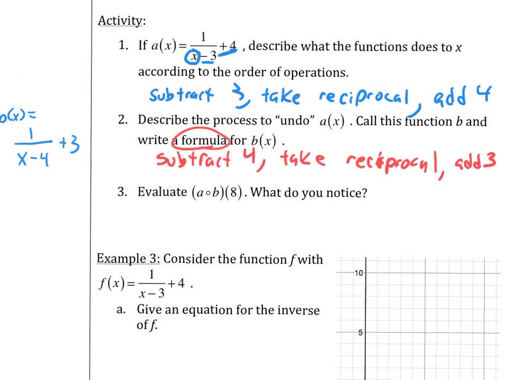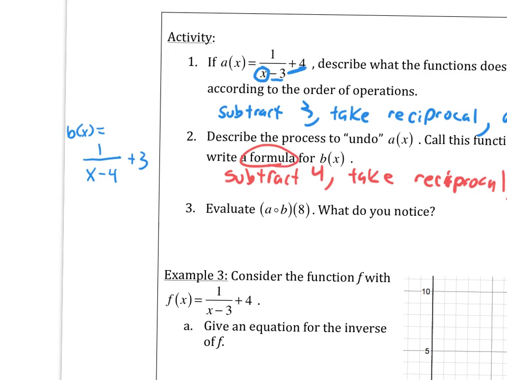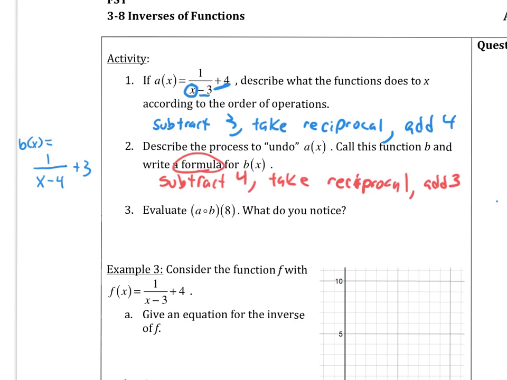Now our job is to evaluate the composite of a with b of 8. In other words, first put 8 in this function, get a result. Then take that result and put it into this function. So go ahead and walk through that real quick. You're going to do b of 8 right here.